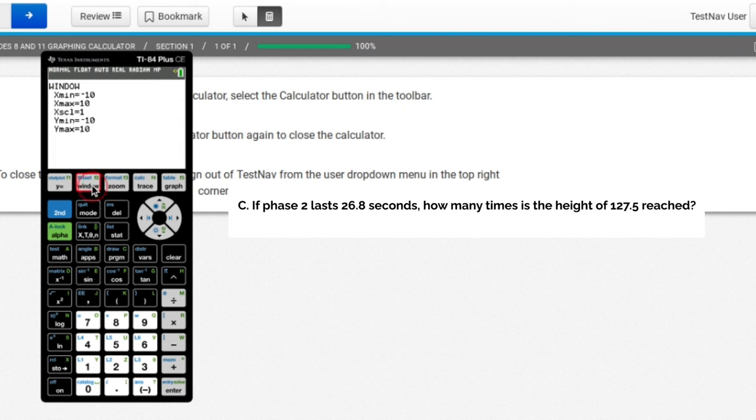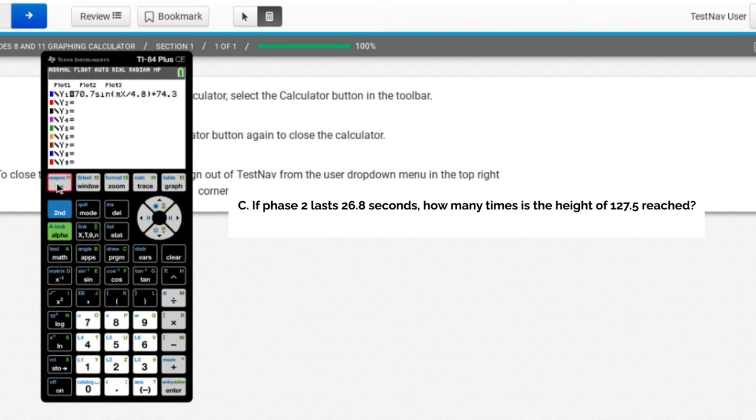So what I'm going to do is change my window. I need to go to 26.8, so we'll make it 0 to 26.8, because I don't really need to find the intercepts. Was it 26.8? Let me go back and check. 26.8. And then we'll bump this up to 200.